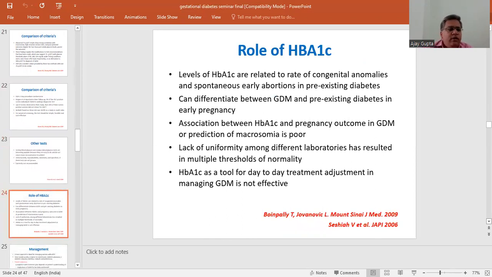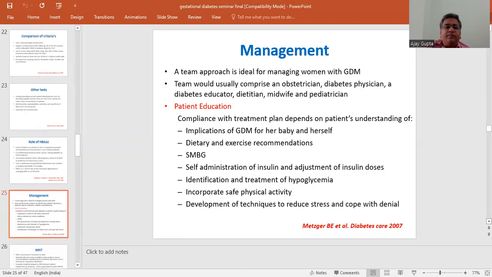Coming to the role of HbA1c for diagnosis of GDM, the level of HbA1c is related to the rate of congenital anomalies and spontaneous early abortion in pre-existing diabetes. It can differentiate between GDM and pre-existing diabetes in early pregnancy. The association between HbA1c and pregnancy outcome in GDM, or prediction of macrosomia, is poor. Lack of uniformity among different laboratories has resulted in multiple thresholds of normality. So HbA1c as a tool for day-to-day treatment adjustment and managing GDM is not cost effective. So at present, HbA1c should not be used for diagnosis of GDM, especially in our setting, because various methods of HbA1c testing are available in our country.